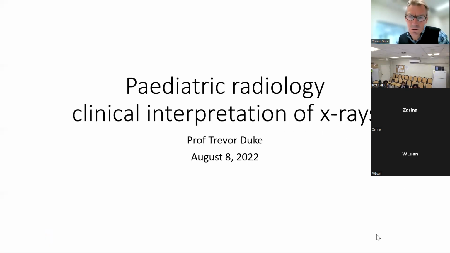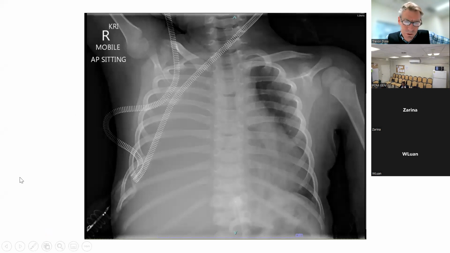Okay, so I wanted to talk about clinical interpretation of X-rays. I'm going to show mostly chest X-rays and some abdominal X-rays and see how you go. And I might even show a CT scan that might help you with something. But let's just go through some of the common abnormalities on X-rays. I know you're all used to looking at what a normal X-ray looks like, but let's look at some abnormal X-rays and let's see if you can tell me what's going on.